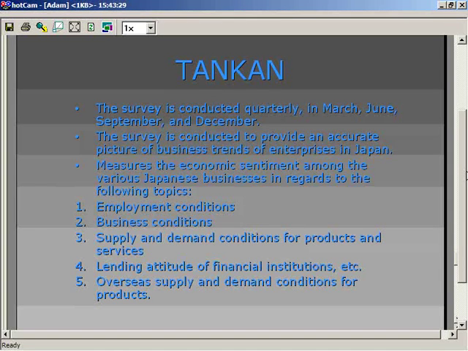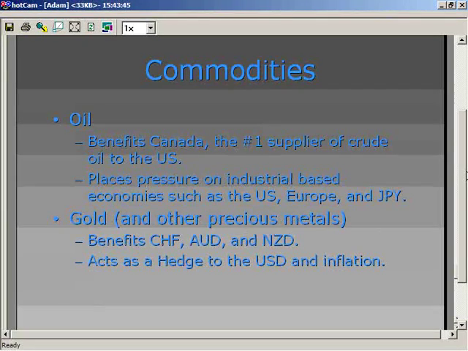Remember, Japan is also a very trade-centralized economy. They need trade in order to maintain the economy. So it does watch also overseas supply and demand conditions for products.